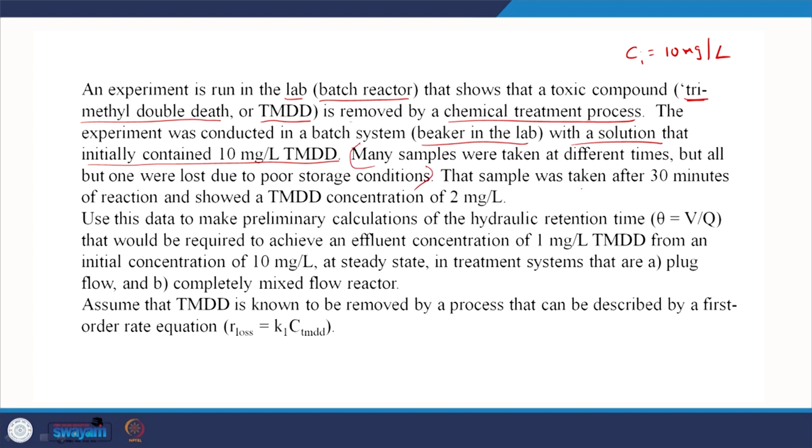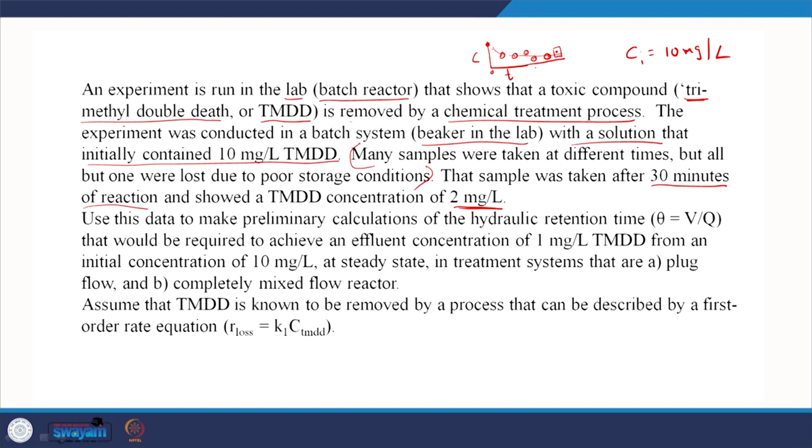Okay. So, that sample was taken after 30 minutes of reaction and showed a trimethyl double death concentration of 2 milligram per liter, right. How much is it? 2 milligram per liter. So, typically what we try to do is we have concentration here and time here, and let us say we have the initial concentration at time 0, and we try to measure the concentration at different times, and we fit a model so that we can understand what is the order of the reaction and try to predict the behavior of the system in other systems, right. So, here though looks like we, being the blunderbuss that we are, we lost all these samples. So, we only have the initial sample and this final sample, let us say, right.